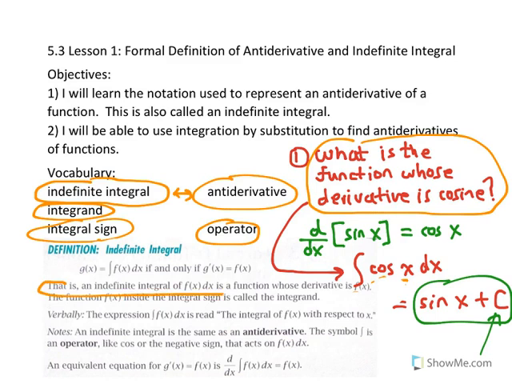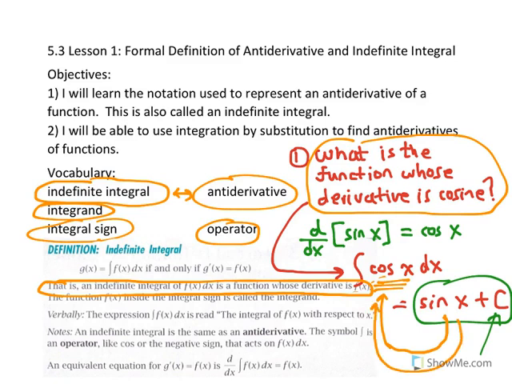An indefinite integral of f of x dx is a function whose derivative is the integrand. So for example, we have the indefinite integral of cosine x dx, and that would be sine x plus some constant of integration, because the derivative of sine x plus some constant of integration would give you the integrand.